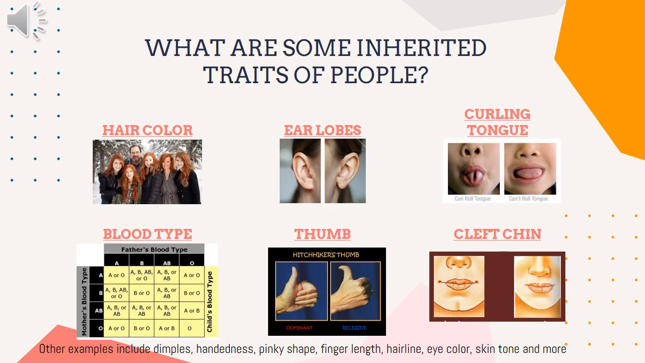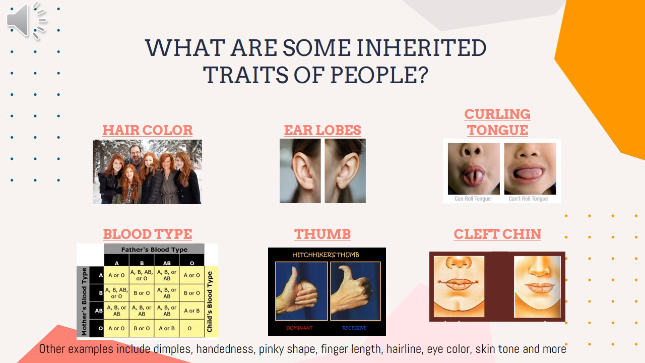Let's look at some examples. What are some inherited traits of people? Well, hair color can be inherited, as we see in this picture of a family with redheads. But you notice that dad in this picture is not a redhead, so all of these girls inherited their hair color from their mother.